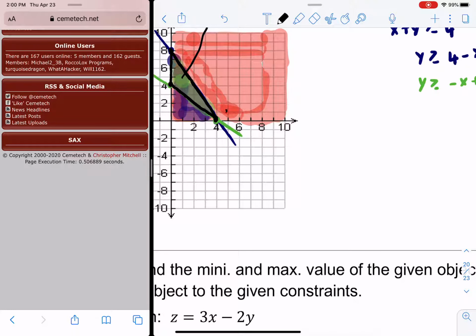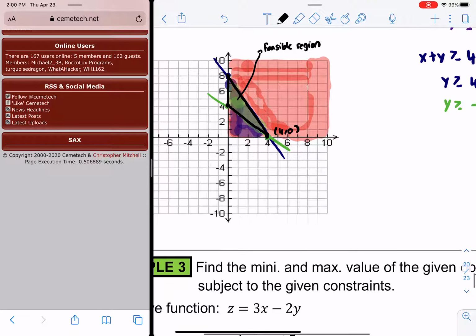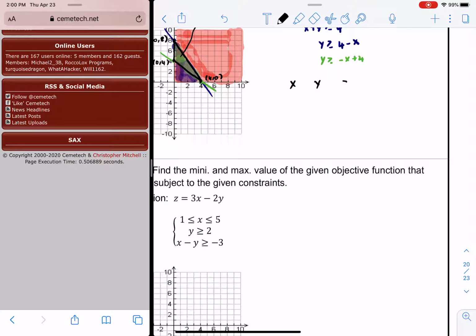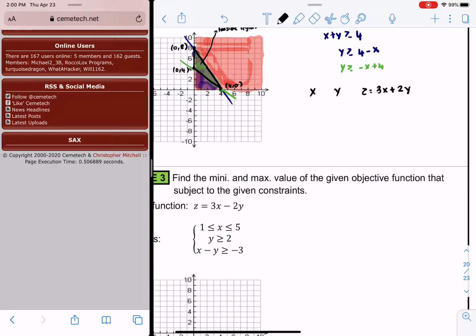The corner points here are 4, 0, 0, 4, and 0, 8. So we plug in the values x, y, into the objective function 3x plus 2y. So we plug it in. 3 times 0 plus 2 times 4 equals 8. 3 times 0 plus 2 times 8 equals 16. 3 times 4 plus 2 times 0 equals 12.